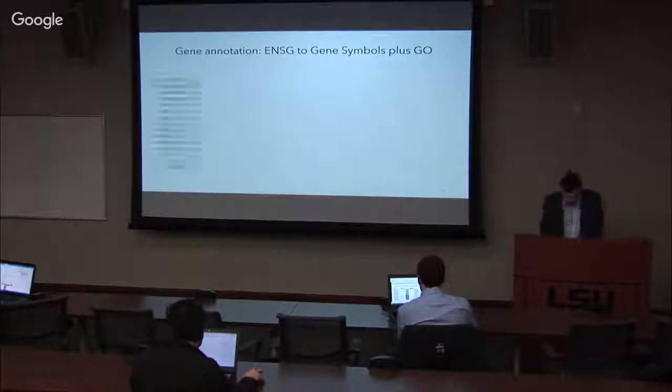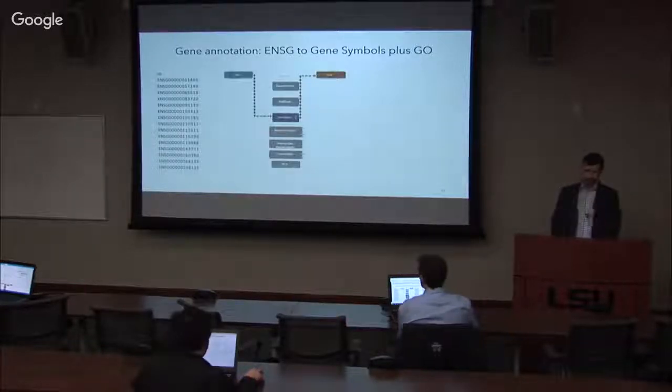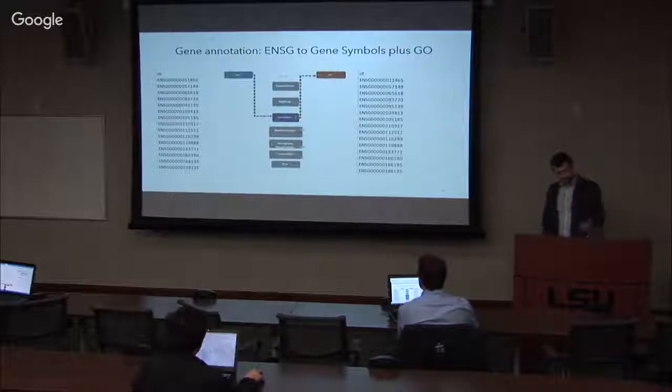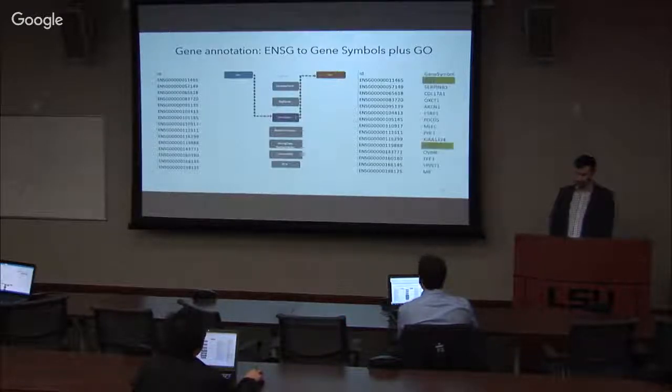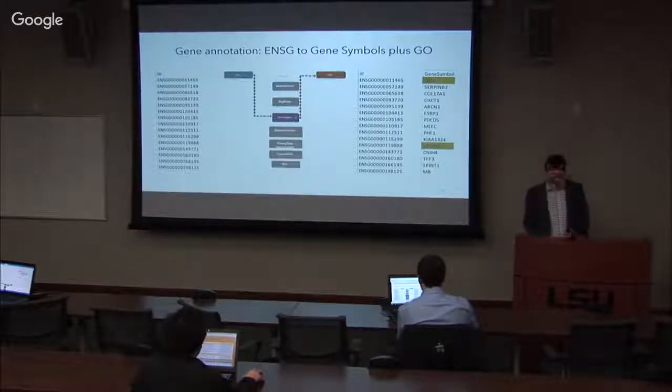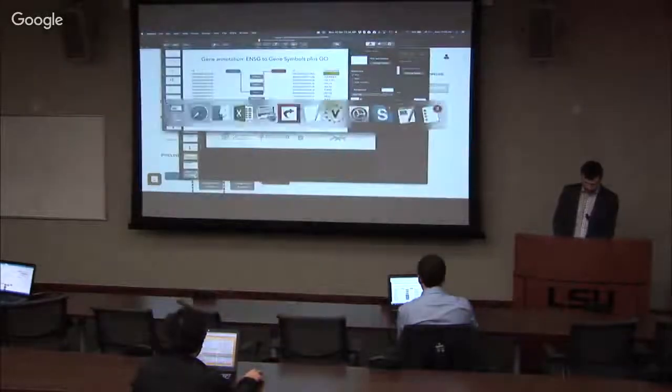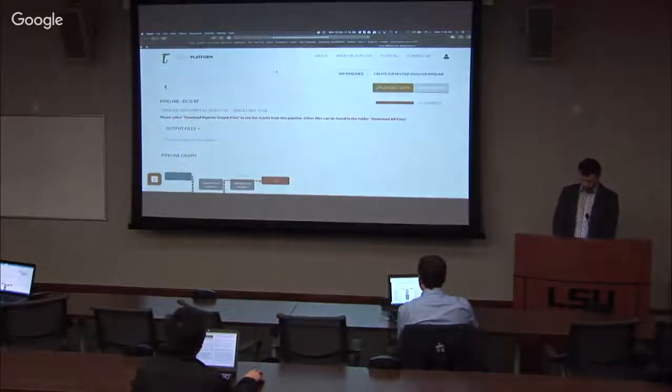So let's do that. It's a very simple procedure. You take in the IDs of genes that you want, and then you convert them to a gene symbol, and you can have the option to have gene ontology. Probably you can do this using DAVID or some online database, because you need a database to convert one to the other. So here, let me just quickly demonstrate how you would do that.